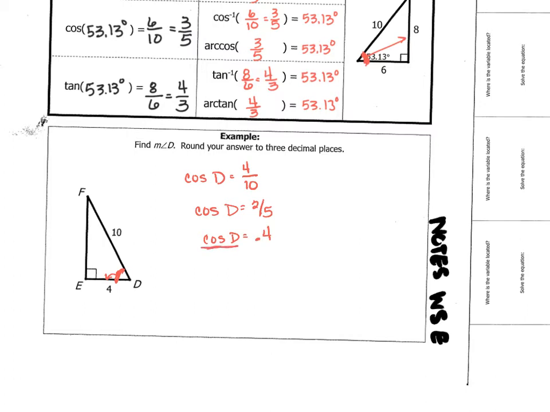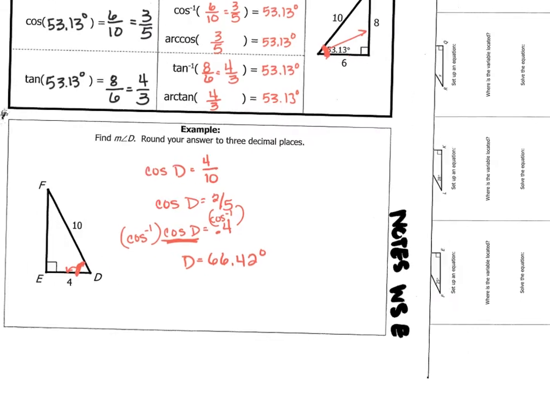Now to undo that, or get back to the angle, I'm technically going to take the inverse cosine of both sides. So I'm going to do the inverse cosine of 0.4, and it will give me the answer where angle D is 66.42 degrees. So I'm just using that inverse button to get back to the angle. So let's look at a few of the other examples.